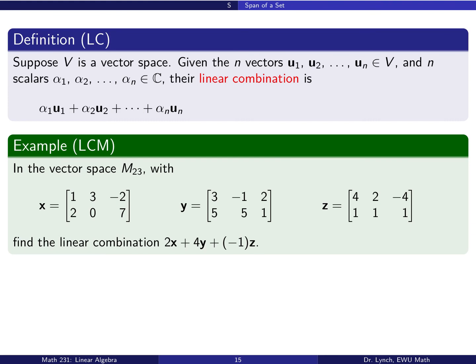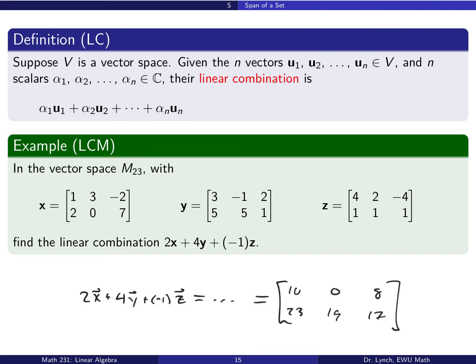Here's an example where we're thinking about a linear combination of vectors. We can pretty quickly find what 2x plus 4y minus z is for this example. This is just an example of a linear combination of elements from R^3. I'll let you work that out at home. But of course, the set of all possible linear combinations is known as the span of a set of vectors.